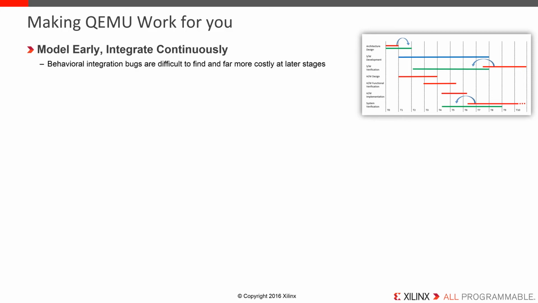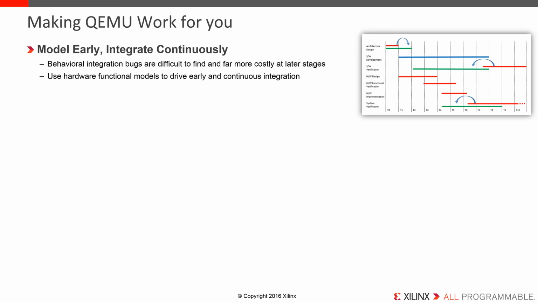As developers, architects, and verification engineers, we all know that trying to solve behavioral integration issues towards the end of our project is a recipe for disaster. Late integration bugs are difficult to find, and the longer it takes for us to find them, the more costly they become. Not to mention they can derail entire projects. That is all good and well, you might think.